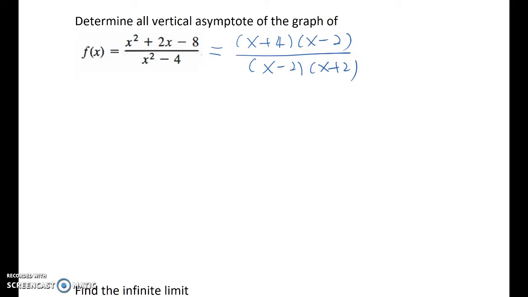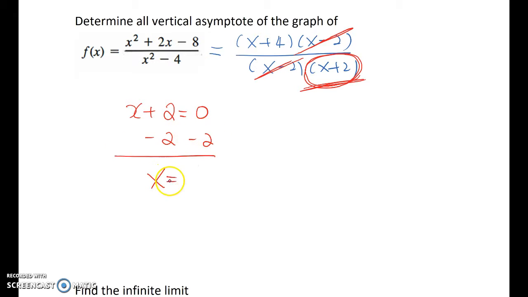Therefore, we can remove x minus 2 in this case. So it means at x equals 2, a removable discontinuity exists. And now x plus 2, this is a non-removable discontinuity. So the vertical asymptote is located right here. Therefore, just set x plus 2 equal to 0, then x equals negative 2. That will be this function's vertical asymptote.